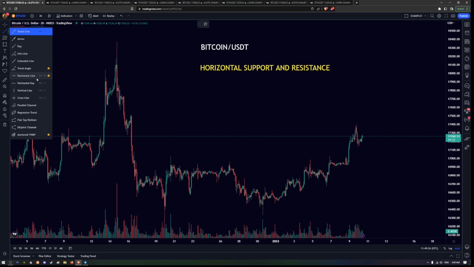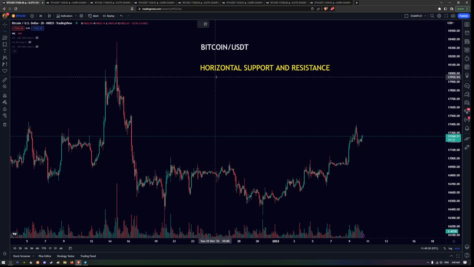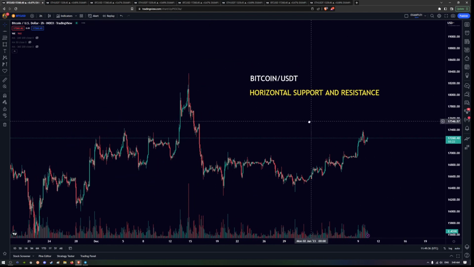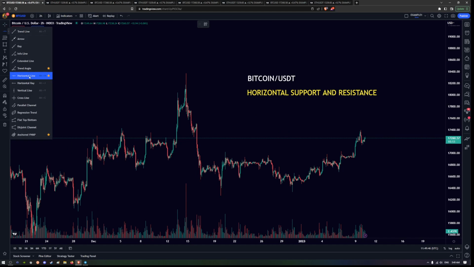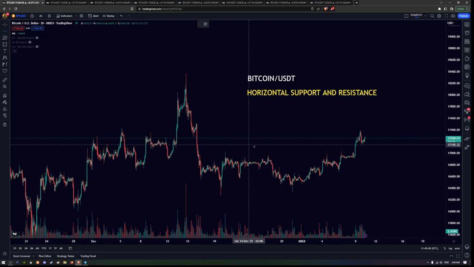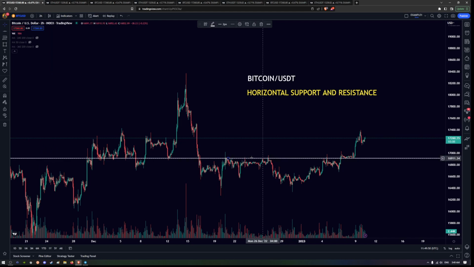So on the first chart here, we got Bitcoin USDT, and we're just doing horizontal support and resistance. As soon as I come to this chart, I'm on a 2-hour chart here. You can zoom out a little bit to see where we are. And I'm just focused on this little range in this area. So I'm going to use the horizontal line tool. It's over here on the left side panel. Just click on it here and then you can start adding your lines.